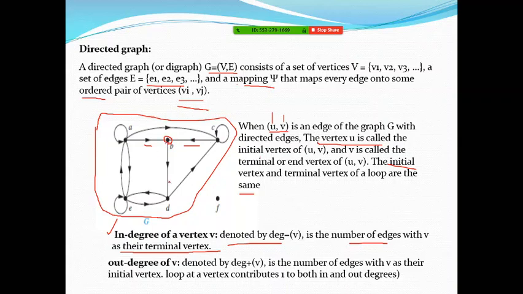Out degree of B means the number of edges whose initial vertex is B. We have only one edge which has initial vertex B, so its out degree is 1. So out degree is the number of edges with V as their initial vertex. Now similarly you can count another. In case of a loop, it contributes 1 to both. Like in this A, the out degree is 3, and because of this loop it is 4. So 1, 2 and 3. So out degree is 4 and in degree is 2.